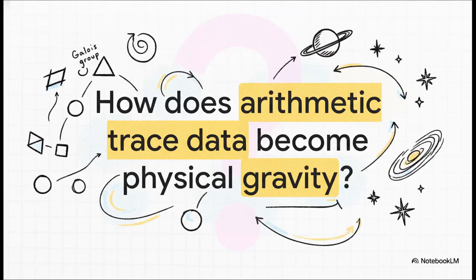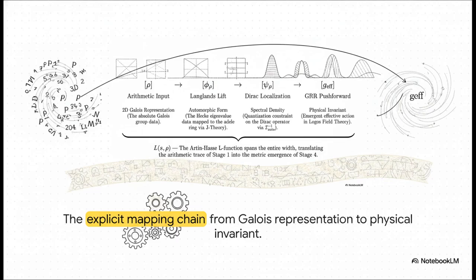You might be wondering at this point, how exactly does purely abstract arithmetic trace data, like a Galois representation, actually cross over and become a physical invariant, like, say, physical gravity? Well, let's trace the explicit mapping chain. It starts with the arithmetic input of the absolute Galois group, denoted as rho. That moves through the Langlands lift to become an automorphic form, and then it undergoes Dirac localization to become a spectral density. Finally, right at the end of the chain, the Grothendieck-Riemann-Roch push-forward yields our physical effective action, G sub f, and that whole incredible width is spanned by the L function.